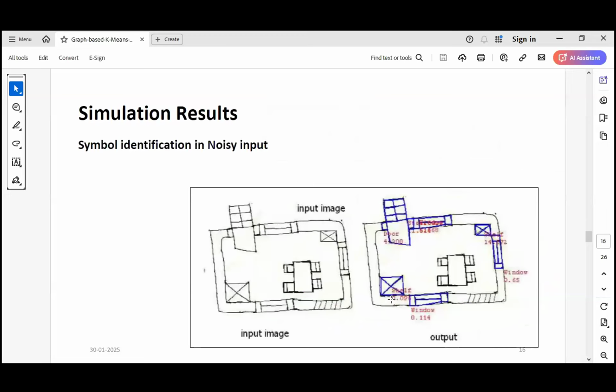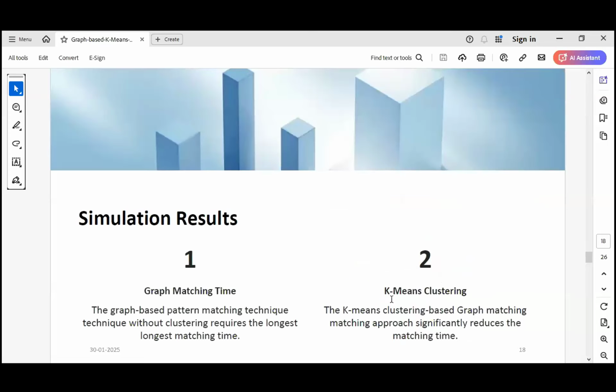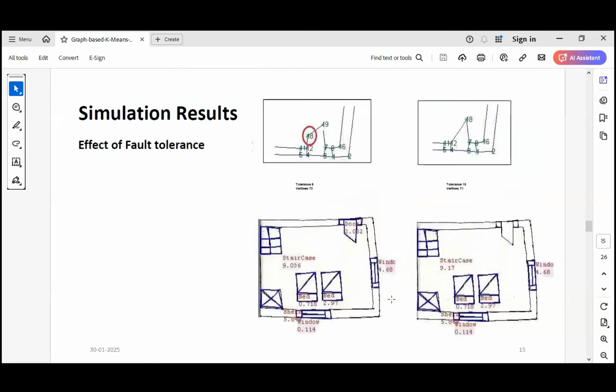So this is symbol identification in a noisy image. The blue output image is shown. Symbols like window, staircase, and shelf are identified in the input image. The algorithm supports distorted symbol identification as well, because it can manipulate the error correction cost while using the string graph edit algorithm. So these are the simulation results that I have shown here.